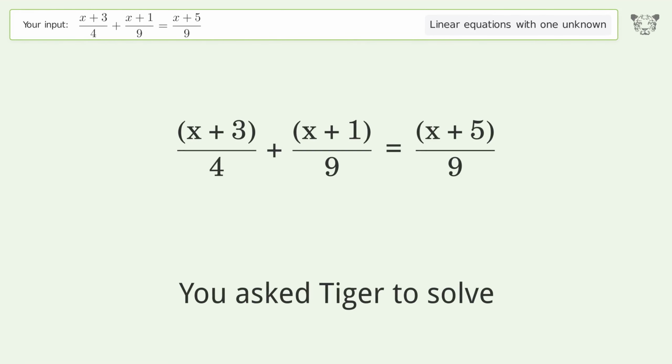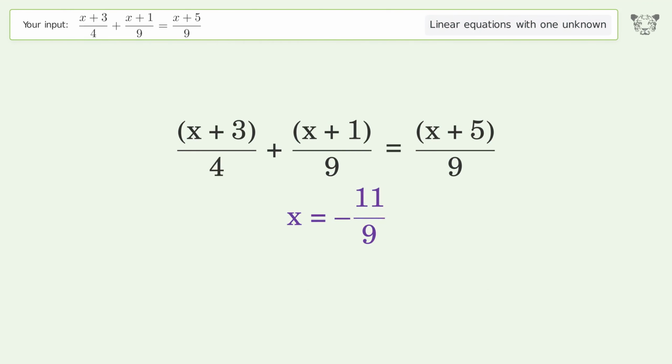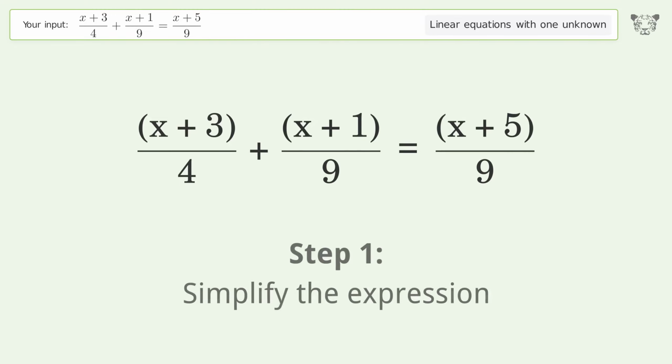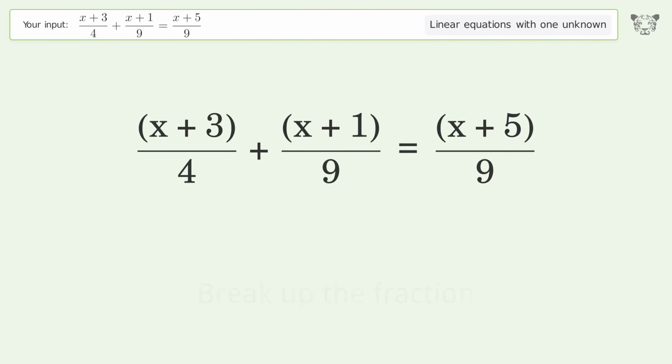You ask Tiger to solve. This deals with linear equations with one unknown. The final result is x equals -11/9. Let's solve it step by step. Simplify the expression. Break up the fraction.